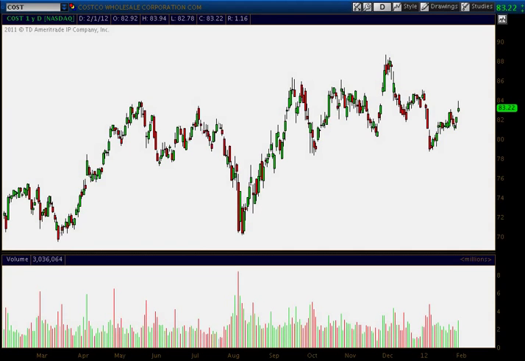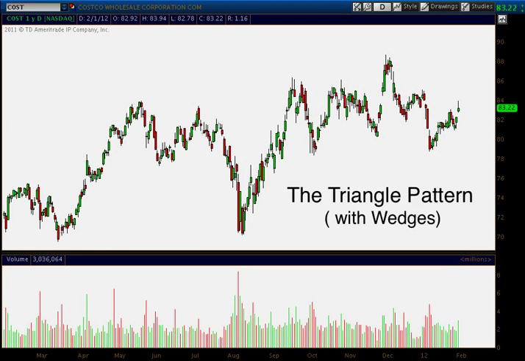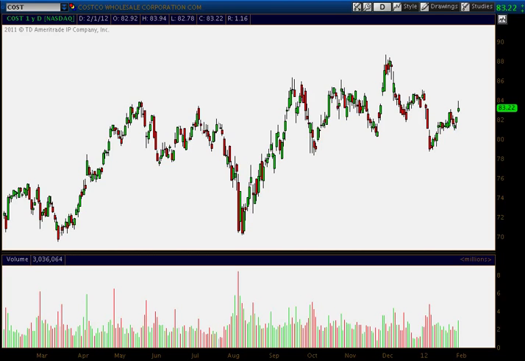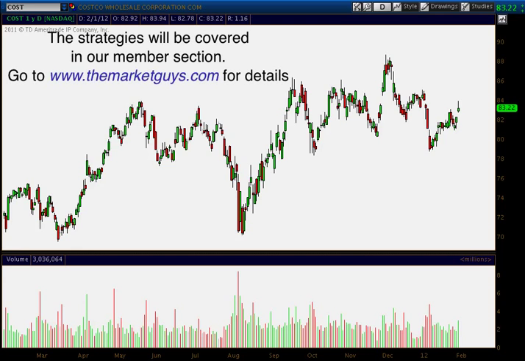Hello investors and traders, and welcome to the lesson on triangle patterns. This is a very common occurrence that you're going to see in most price charts, and what I'd like to do is outline this for you so you can identify them. However, the strategy behind trading them will be covered in our member page. We want to make sure that we're showing our members how to manage risk and properly trade these triangle patterns. Although they're high probability trades, it's always important to manage risk.